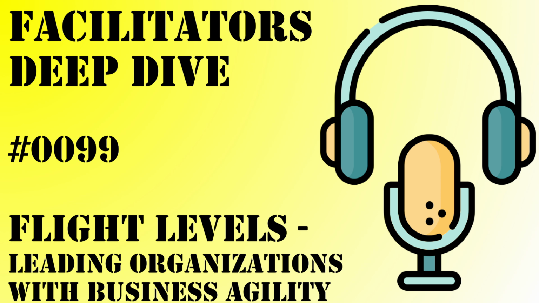Welcome back, everybody, for another deep dive. This time, we're going to be looking at a model for organizational agility. It's called Flight Levels. Think of it as kind of air traffic control, but for your business. And we are going to be taking off with insights from the book Flight Levels. It's a German book by Klaus Leopold and Siegfried Kaltenecker.